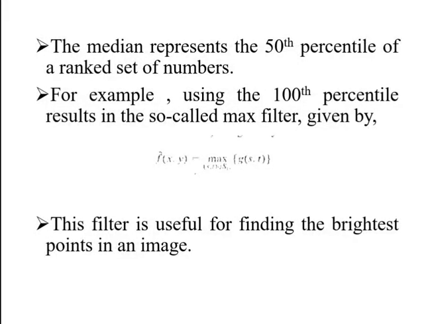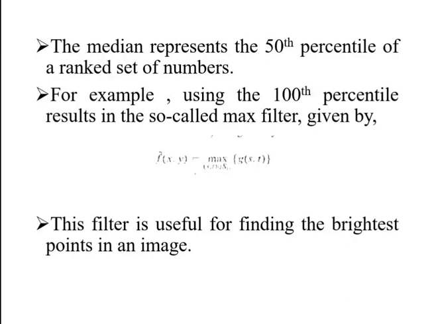Next topic is the midpoint filter. The midpoint filter is typically used to filter images containing short-tailed noise such as Gaussian and uniform noise. The midpoint filter is defined where the coordinate x plus i, y plus j is defined over the image A and the coordinate i, j is defined over the n by n square mask. The midpoint filter simply computes the midpoint between the maximum and minimum values in the area encompassed by the filter.